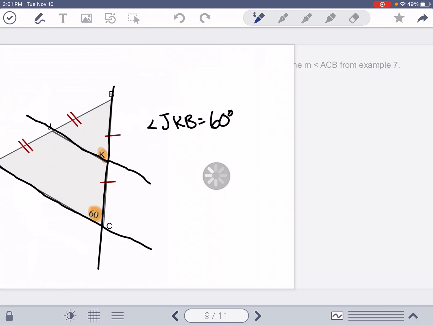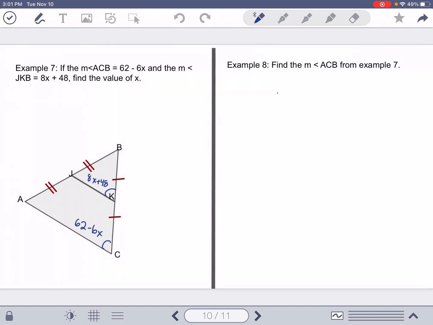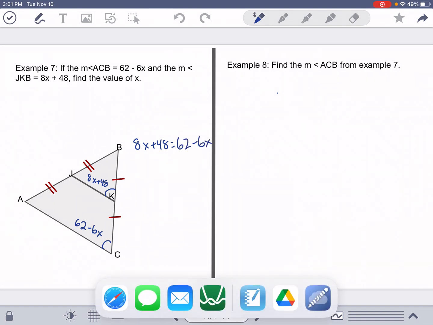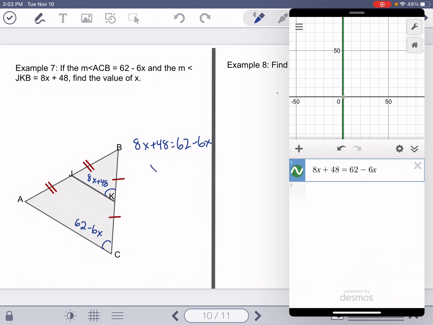Now, I hope from this example and this example, you can see that K and C, those two angles that I've got marked, are congruent. So let's set them equal to each other, and we're going to type them into our handy dandy calculator. x is 1.